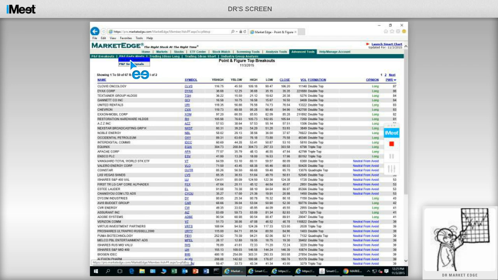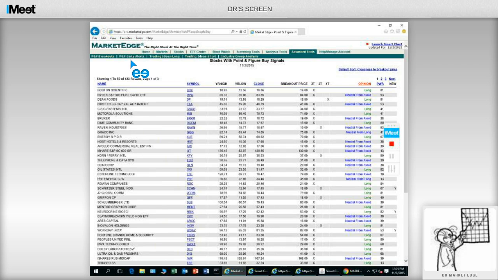Okay, now if you go to the point and figure early alerts, one of my favorite things on our website, and we list this by closest to breakout price, this is going to give you a list of all the stocks, indexes, or ETFs that are within a point or so of breaking out today. Also, it will give you the price of the breakout, and it gives you the formation of the breakout, and again, we have the power rating and the opinion.